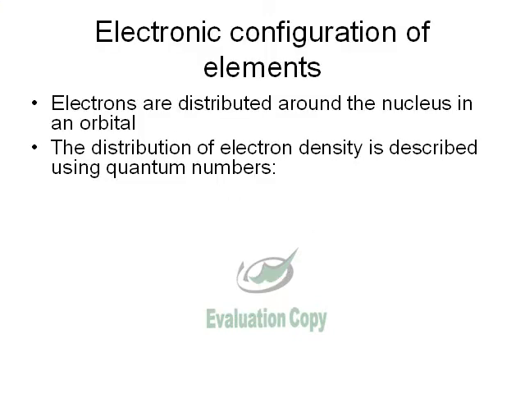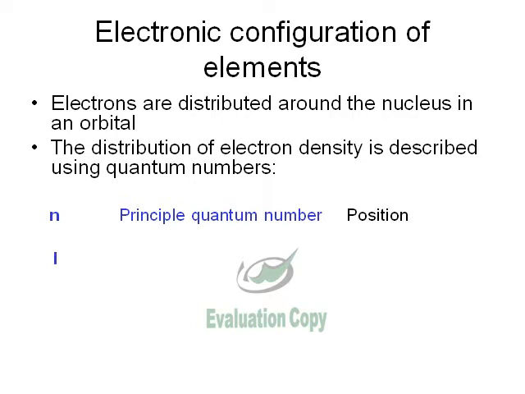So you know electrons are distributed around the nucleus as an orbital, and the distribution of electron density can be described using quantum numbers. We have 4 quantum numbers, starting with n, called the principal quantum number, and this tells the position of an electron.